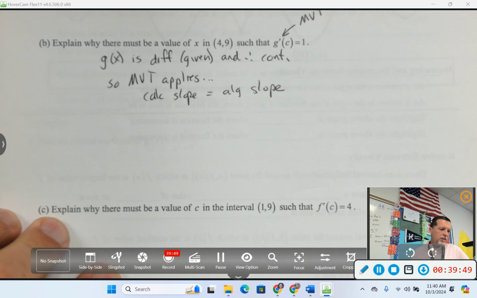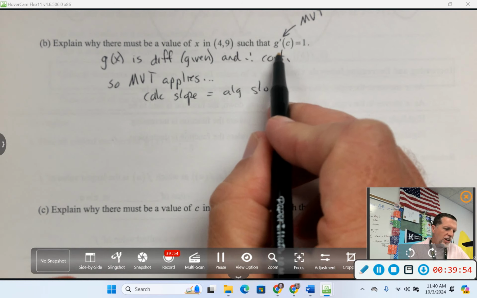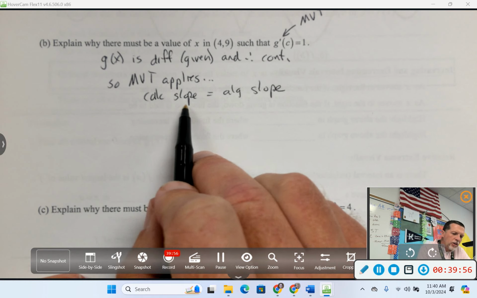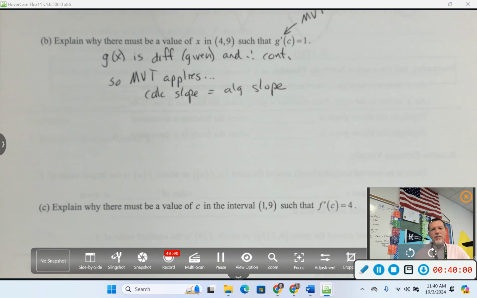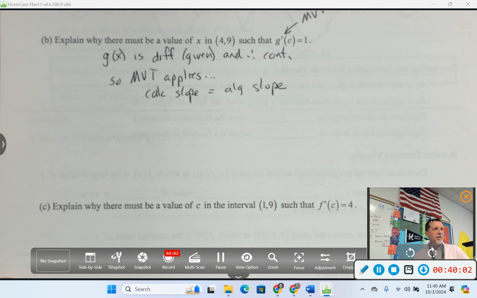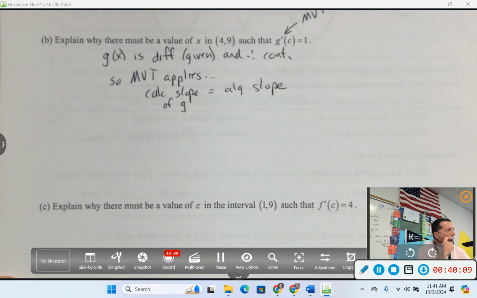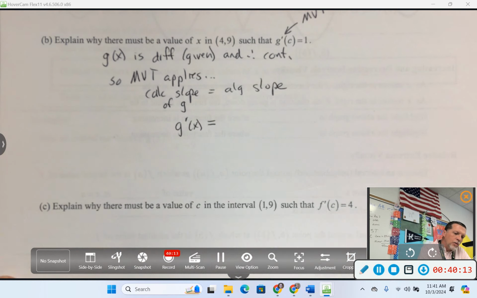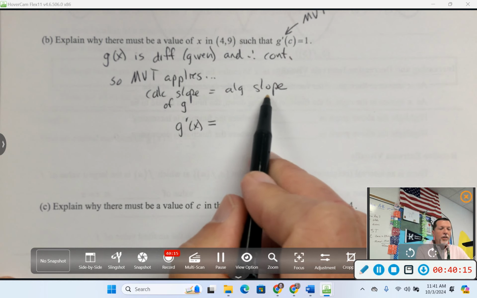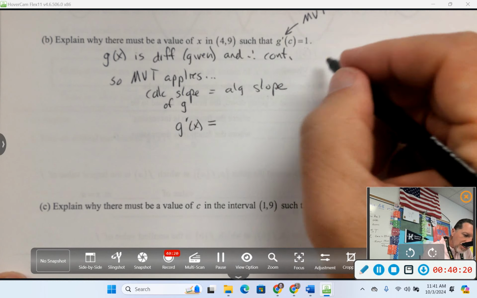All right, calculus slope for G. I don't have an equation for G, so how do I represent the calculus slope of G if I don't have an equation to take a derivative of? It's almost just a notation thing. How do I say the calculus slope of G, which is G prime? So G prime of X equals, and that's kind of where we're headed, the algebra slope. And I'm guessing the algebra slope is going to be 1, but let's figure it out.